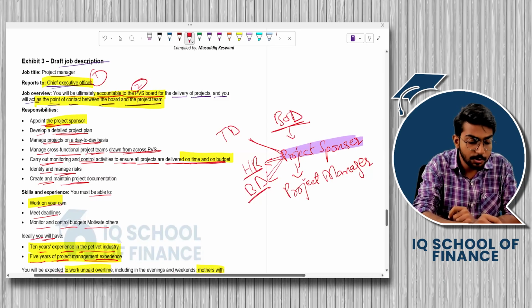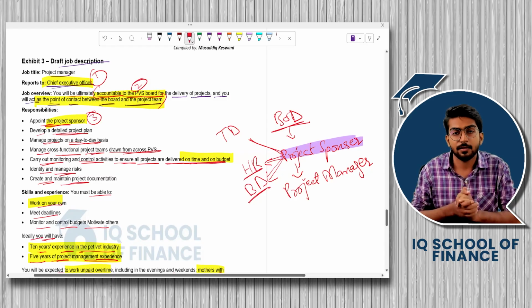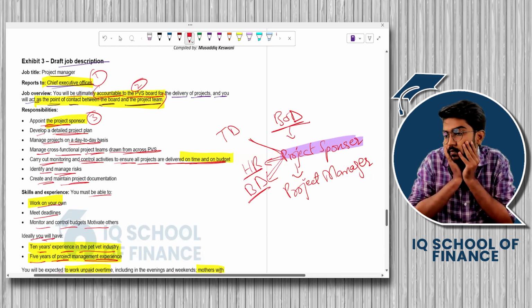And also, he should not be the point of contact. So this is the second issue. The third issue is, is it possible that, for example, there is an assistant manager and there is a manager, and the assistant manager is appointing the manager? Is it possible?